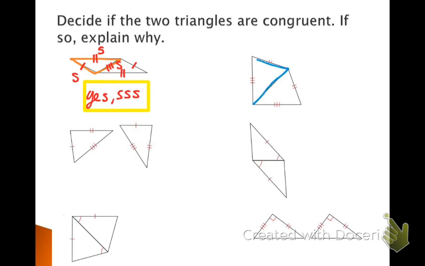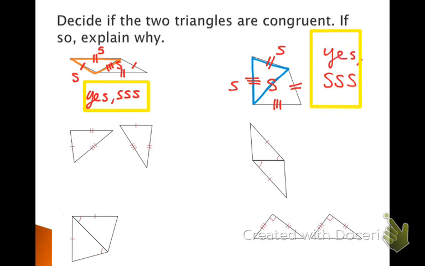I always outline one of my triangles. I have a side marked congruent to a side. I have another side marked congruent to another side, and then again a side that they share. So this would be side, side, side. So yes, they are congruent because of side, side, side.